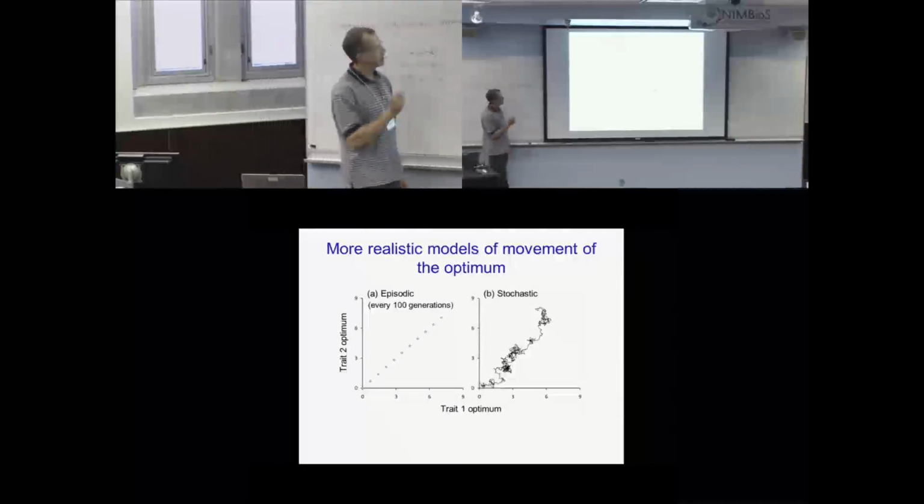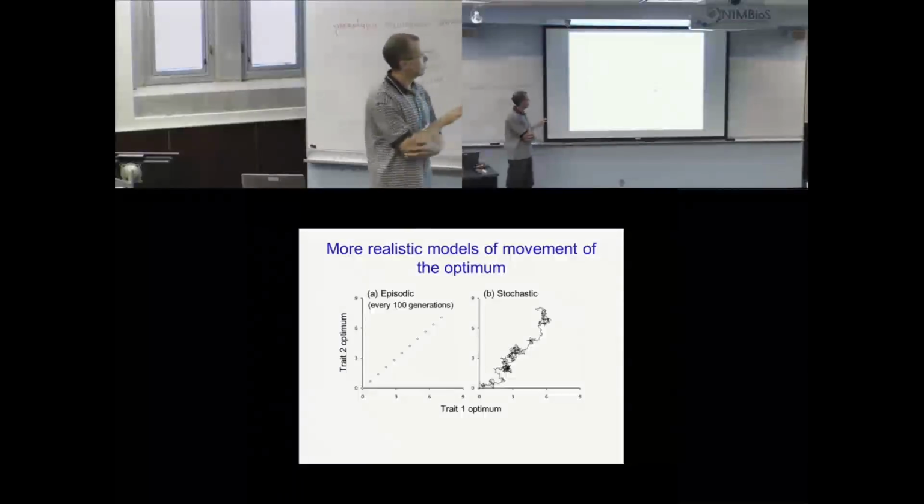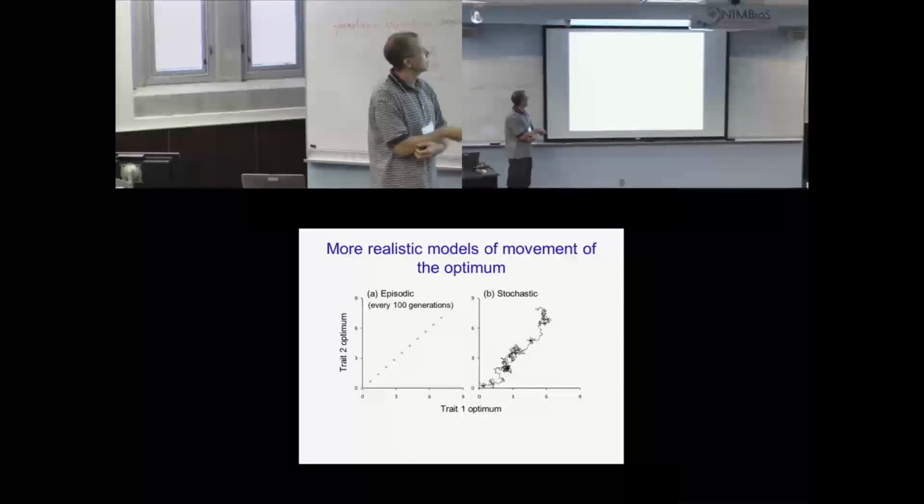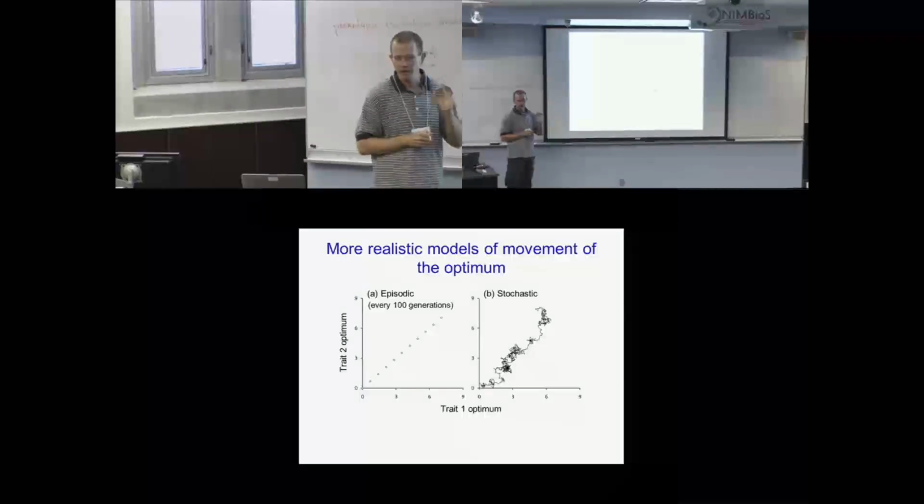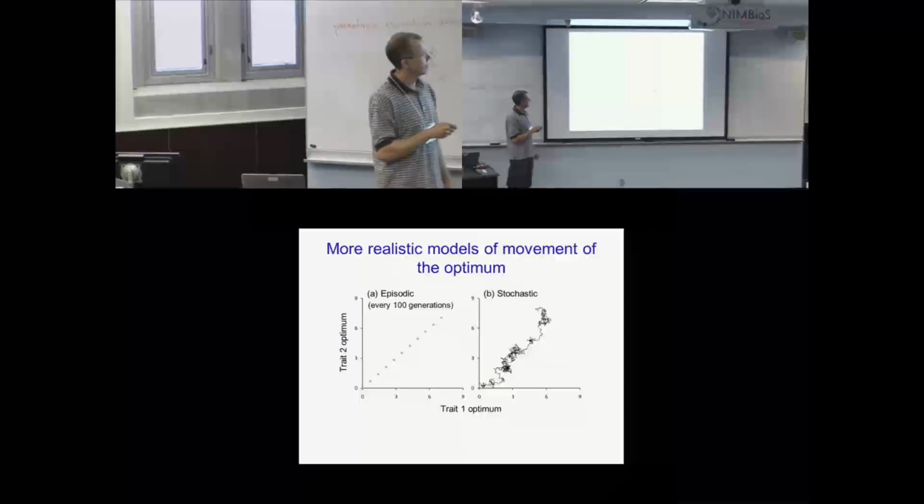All right, so the last thing I want to talk about with respect to G matrix stability is what about more realistic models of the movement of the optimum, right? So if we have episodic or stochastic movement of the optimum. In that previous section, the optimum just moved very smoothly every single generation, a very small amount. What if it takes big jumps like this? Or what if there's stochasticity so that it goes all over the place like this as it's moving, with a net directionality but with some stochasticity built in?